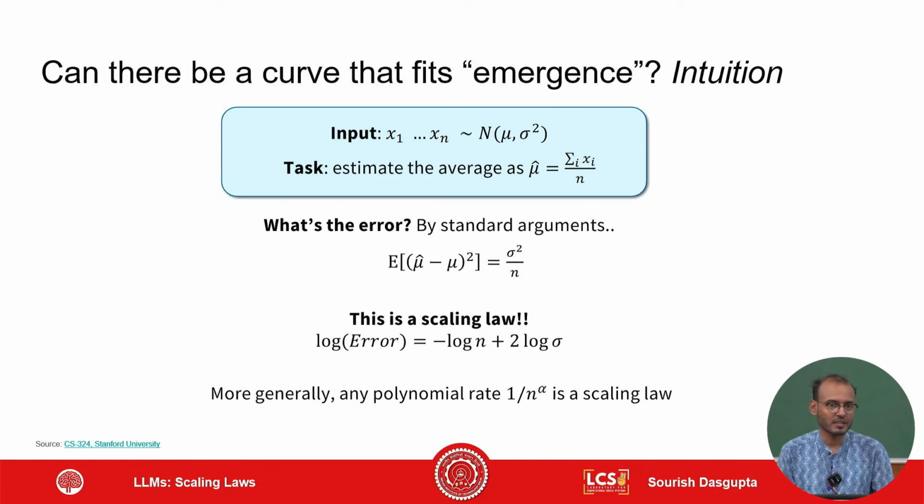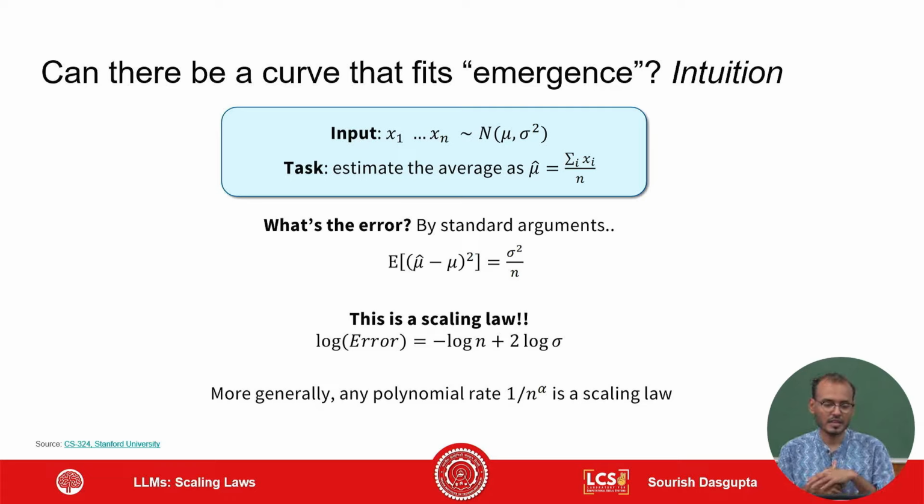So after these observations were seen, people started dabbling with the question: can there be a curve that we can fit? In other words, can we fit emergence, right? Is it really unpredictable, or can we predict it? Fitting a curve would mean that we can predict it, right? The intuition is quite clear, which you might have gotten from your basic statistics 101 class. Let's say you have an input x1 through xn, and that draws from a normal distribution parameterized with mu and sigma square, which are the mean and the variance.